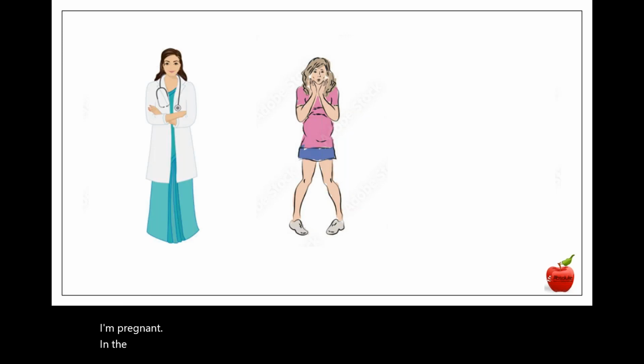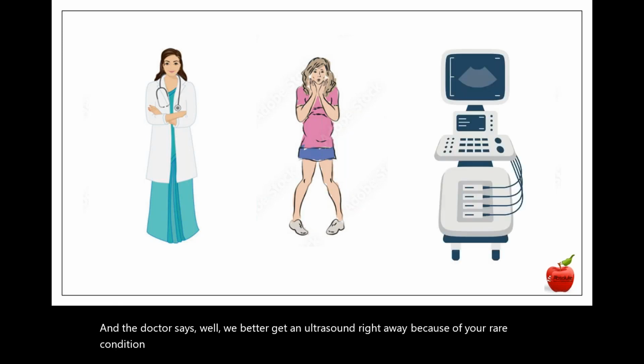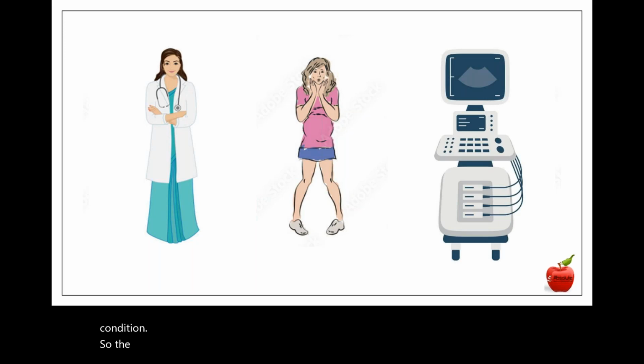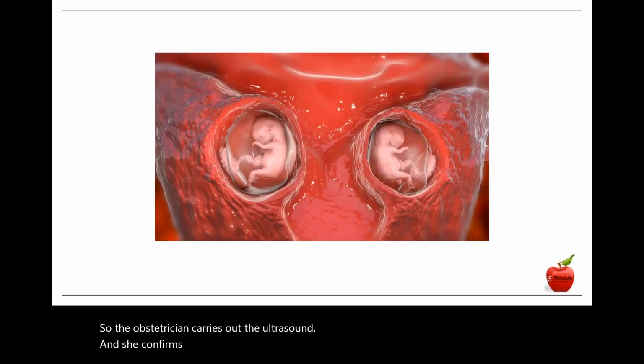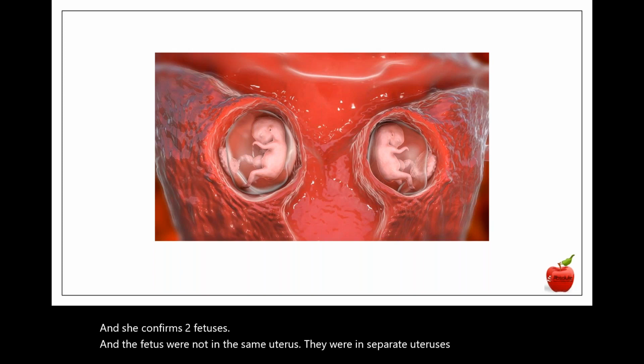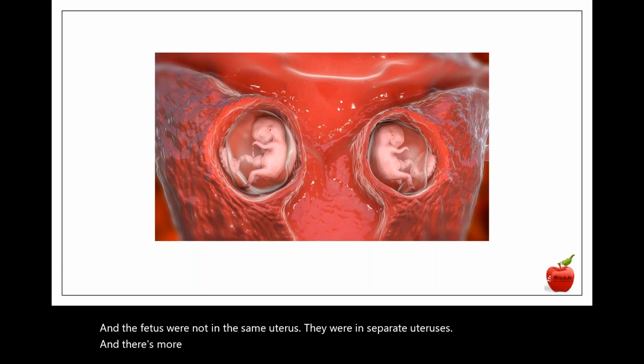And the doctor says, "Well, we better get an ultrasound right away because of your rare condition." So the obstetrician carries out the ultrasound and she confirms two fetuses. And the fetus were not in the same uterus. They were in separate uteruses. And there's more. Oh, yeah, there's more.